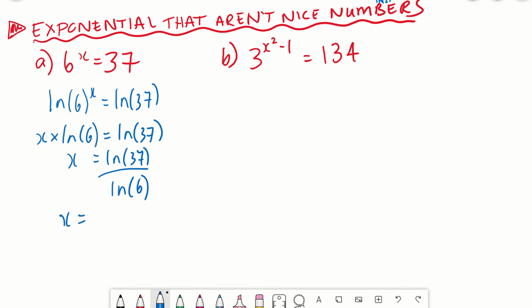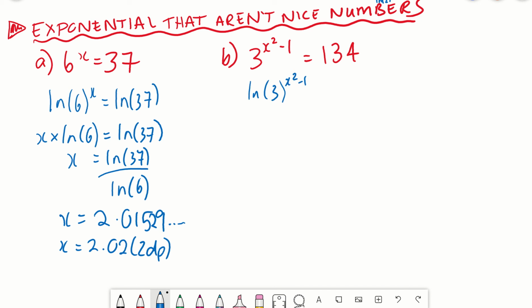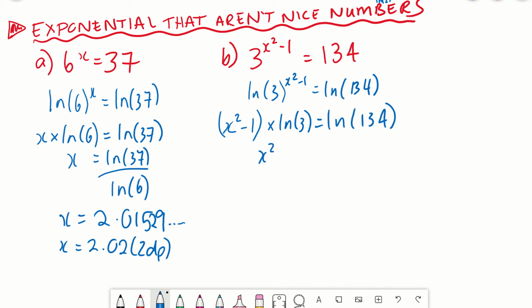And you should get, I just did 2dp. Alright, pause the video if you want to give the second one a go, but otherwise if I log both sides again, so once you get to here, I would just leave it in the exact form rather than trying to get a decimal so we don't affect our answer.